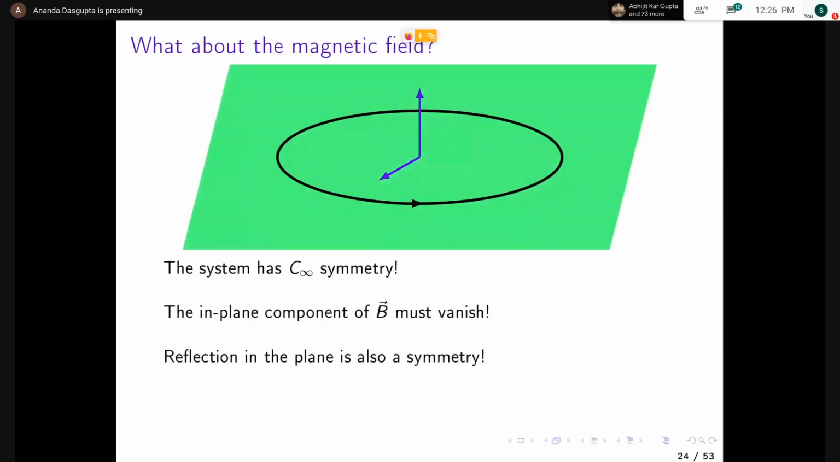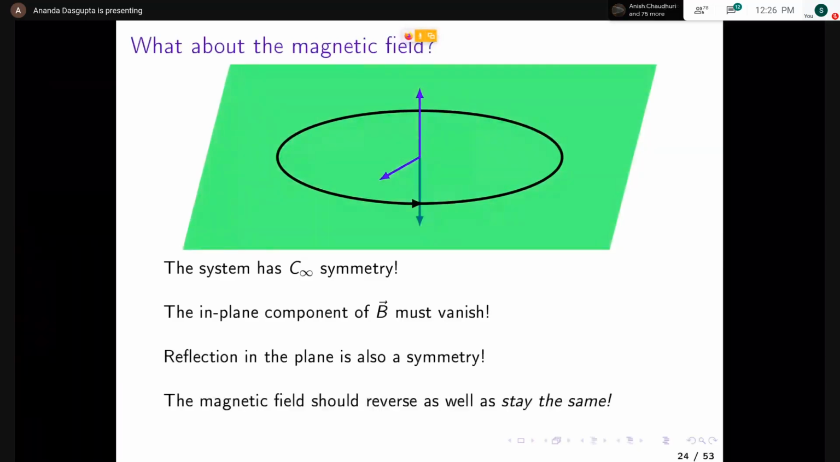But now comes the point. Among the two blue lines, this one I know must be 0, because if it were non-zero, rotating the system would have changed the magnetic field, but it can't. But reflection in the plane is also a symmetry. So what happens when I reflect? Well, remember, this component is no longer there. All you have is this vertical component, the perpendicular to the plane component. And if you reflect, the perpendicular component should reverse, yet stay the same.